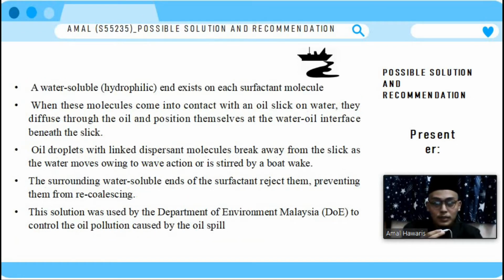And also a water soluble end exists on each surfactant molecule. When the molecules come into contact with an oil slick on water, they diffuse through the oil and position themselves at the water-oil interface beneath the slick. Oil droplets with linked dispersant molecules break away from the slick as the water moves owing to wave action or is stirred by a boat wake. The surrounding water-soluble end of the surfactants rejects them, preventing them from recoalescing. This solution was used by the Department of Environment Malaysia to control the oil pollution caused by the oil spill.